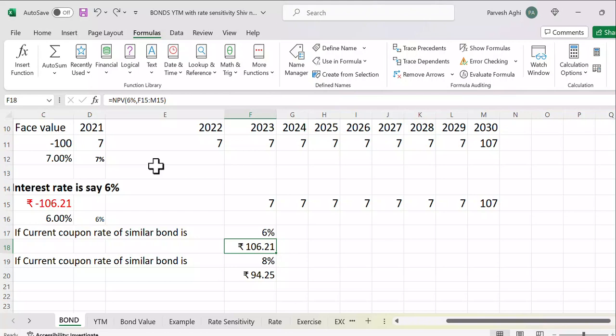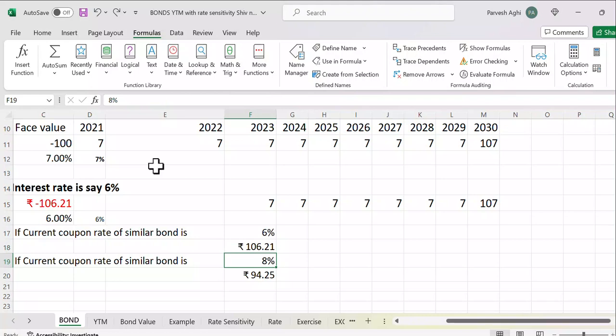Okay, fine. So now if you look at the interest rate, coupon rate was how much? 7%. The interest rate in the market has come down to 6%. That means the issuer is issuing the bond at 6%. So when interest rates drop, the bond prices go up. There is an inverse relationship between the interest rate and the market price of the bond.